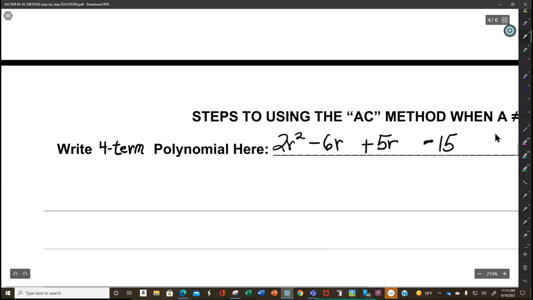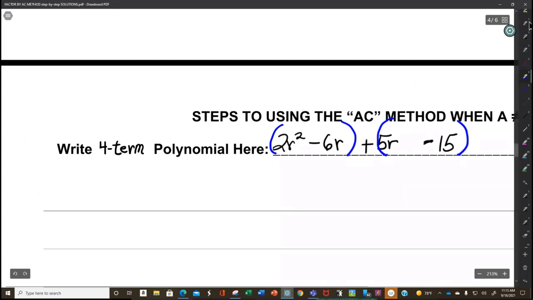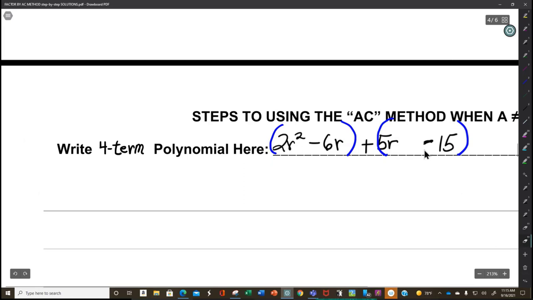All right, now I am going to group. And this is how you group. You put parentheses around the first two terms and parentheses around the second two terms. Now, admittedly, that's not really neat, is it? So let me, no, there it is.